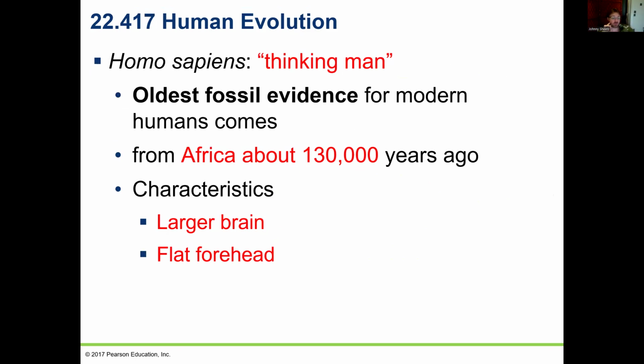Now, Homo sapiens, or thinking man. The oldest fossil evidence for modern humans comes from Africa about 130,000 years ago. We have now found ones that are about 200,000 to 300,000 years old, which is kind of impressive. The main characteristics are a large brain and a flat forehead. That's the best way to ID the skulls as being different.